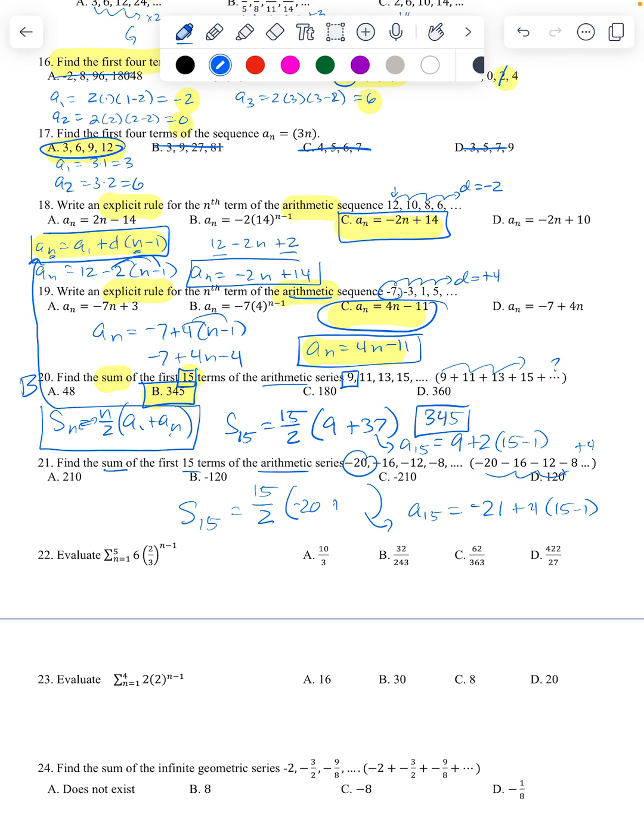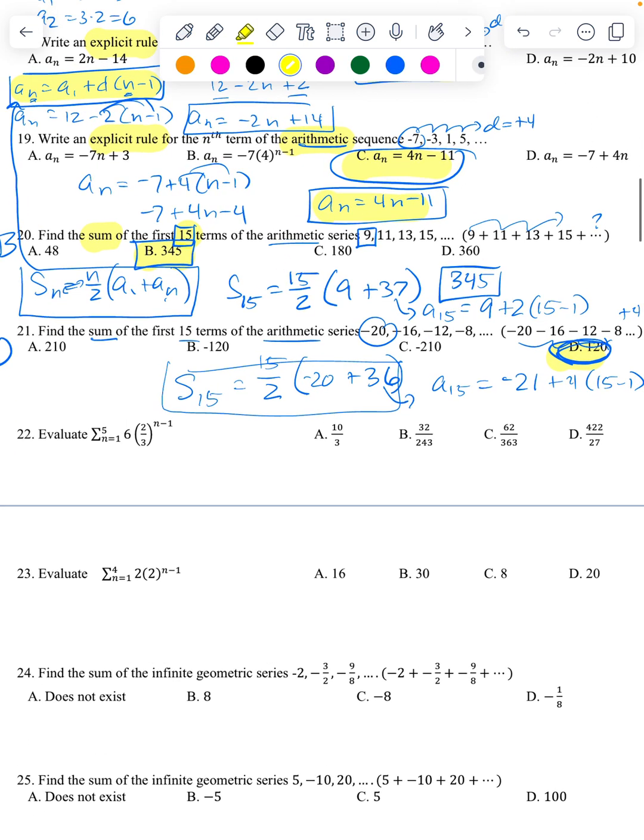When I do that on my calculator, this turns into 36, meaning the 15th number in this row, if I kept going, would be 36. Then I put all of this into my calculator, and when I do, I get 120. And so my answer is D for number 21.